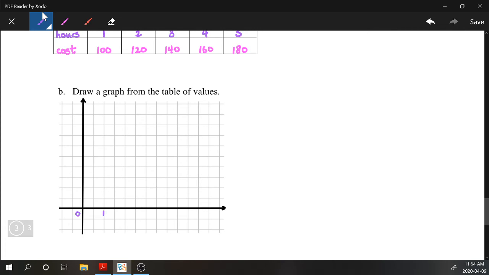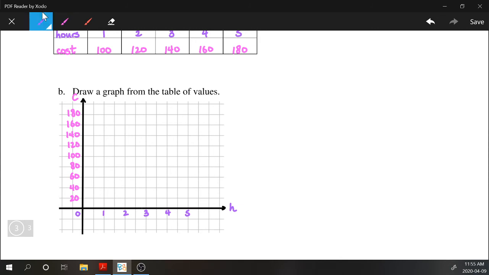Okay, so in this case, 0 of course goes in the origin, and then we have 5 hours, so maybe 1, 2, 3, 4, and 5. This is for hours. And then cost, so if you look at the cost part, there is 1, 2, 3, 4, 5, 6, 7, 8, 9, 10 spaces. So each space would just be $20: 20, 40, 60, 80, 100, 120, 140, 160, 180. We're not going to draw the 200 because we don't need it.